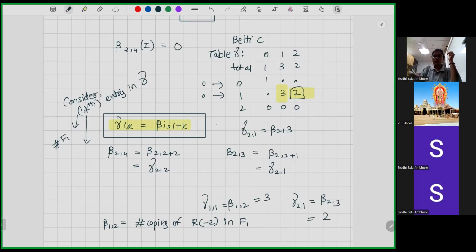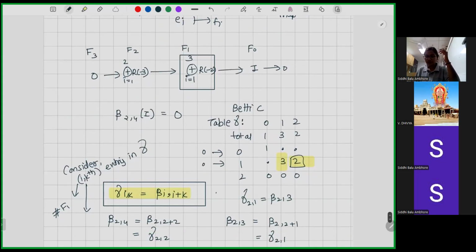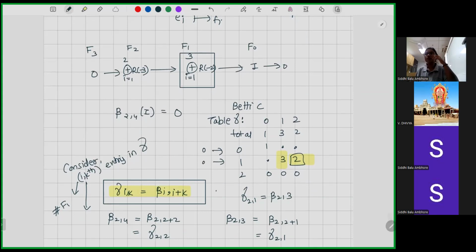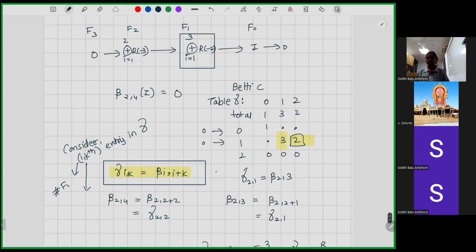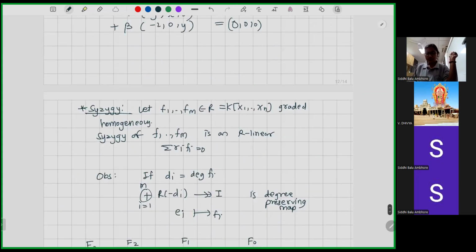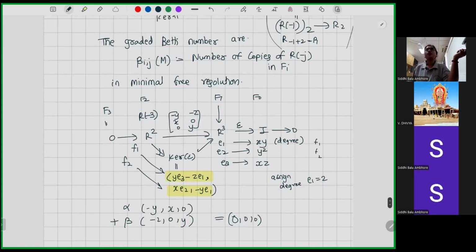I hope this is okay now. If there is any doubt, please let me know. Otherwise, we are anyway over 5, so we can end the session now. Is this okay? Do you have any doubt?